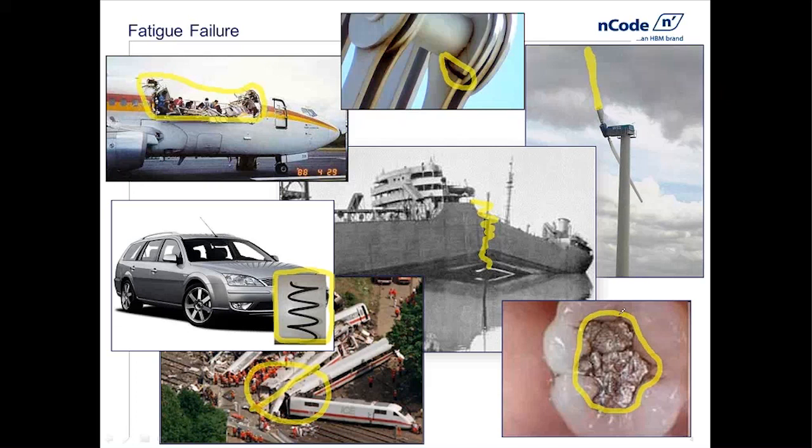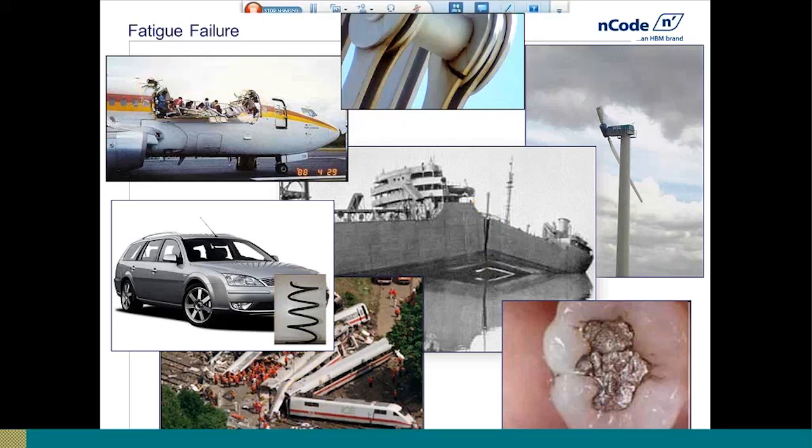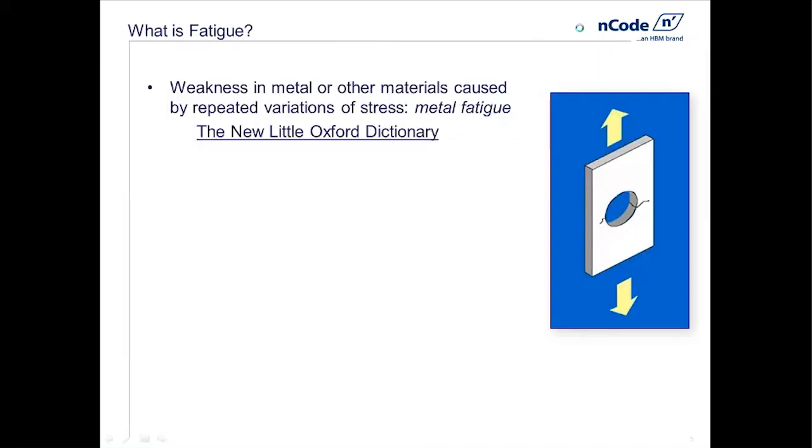So believe it or not, cyclic loading and fatigue failures can appear all around us, which underscores the importance of understanding fatigue in an engineer or structural analyst's repertoire of engineering tools. So let's think about the actual definition of fatigue. What is fatigue? If you look in a layman's dictionary, you might find that fatigue is, quote, weakness in metal or other materials caused by repeated variations of stress. So weakness caused by repetitive stresses.